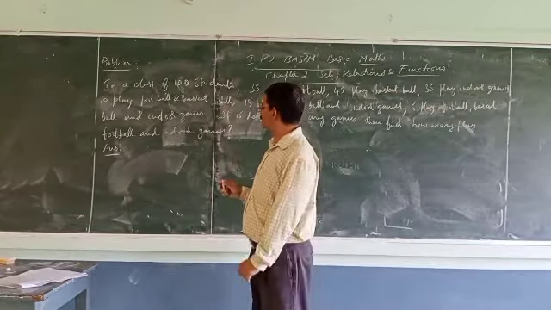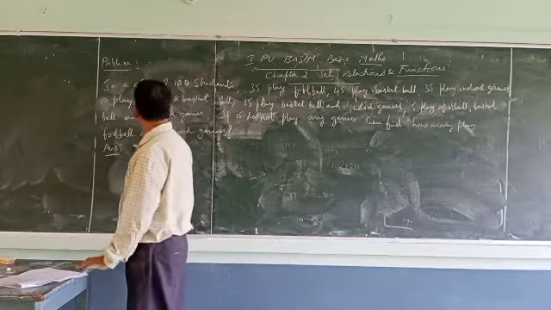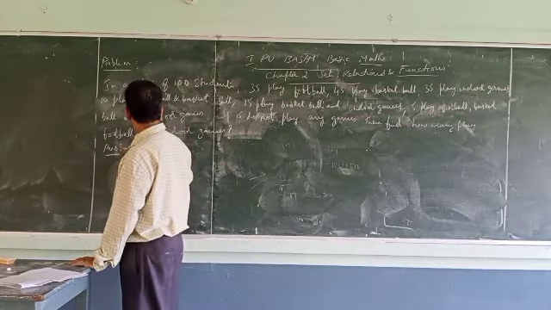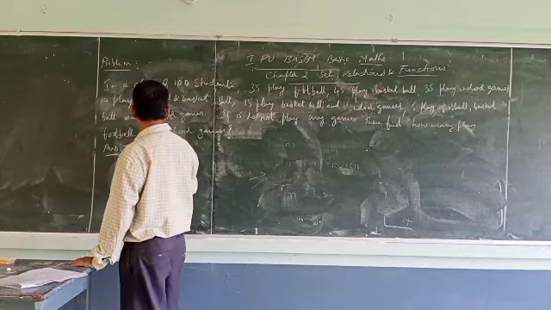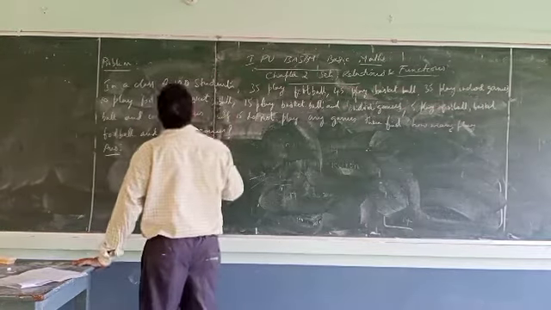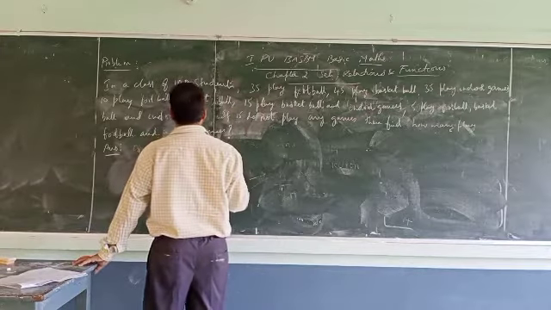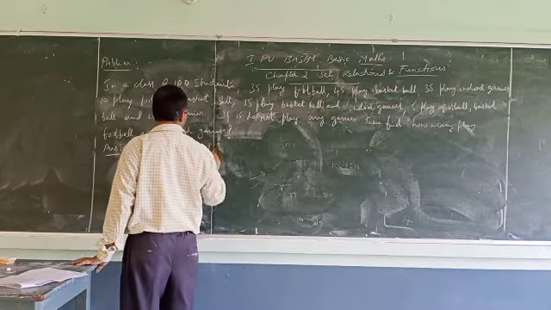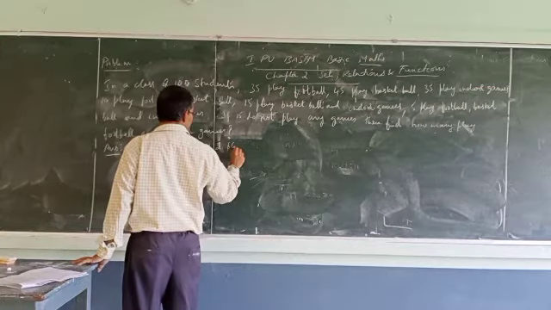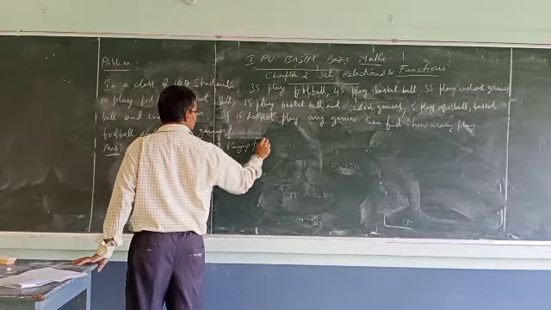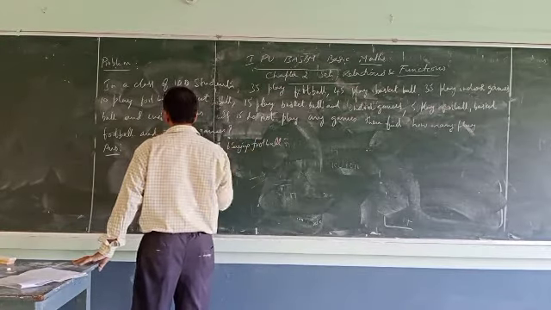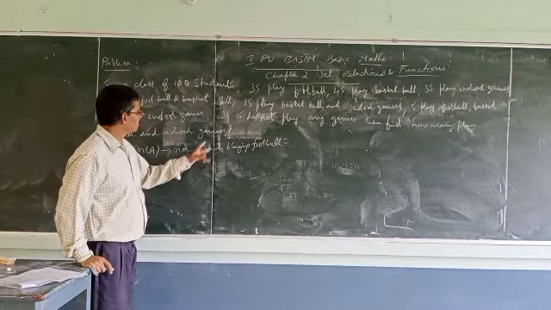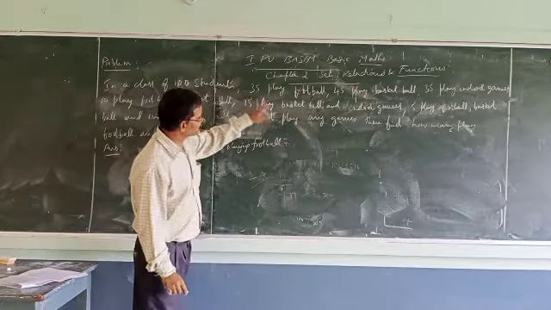Let us take them as A, B, C. N of A is the number of students playing football. So A is those who are playing football. So number of A means number of students playing football. First one, so how many are there? 35.